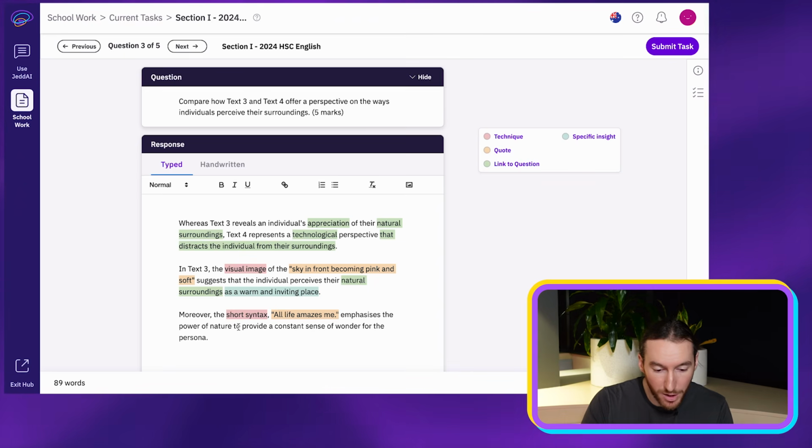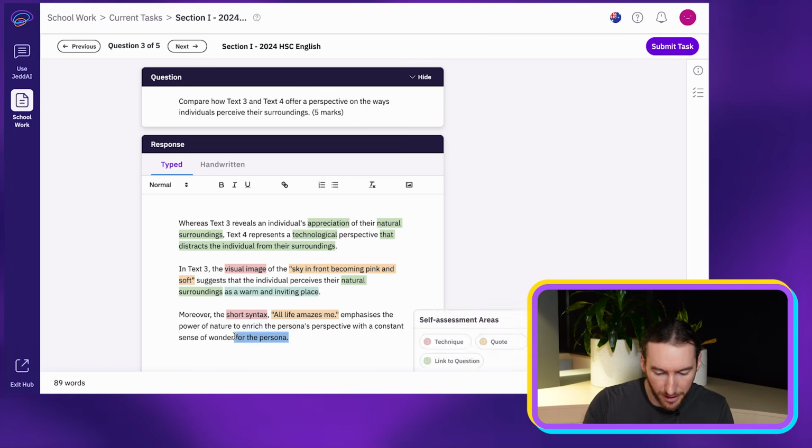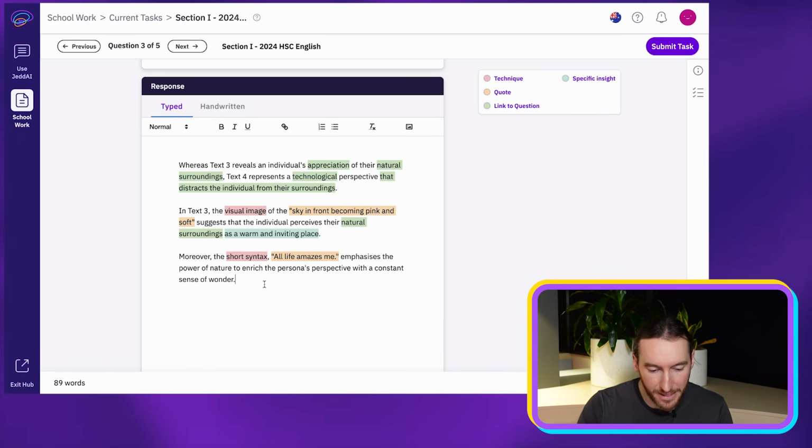Okay, so of nature to provide a constant sense of wonder for the persona. Great, so that's their perspective. Now, we could use the word perspective or surroundings. I don't think I've used any of those keywords explicitly, so we probably should. Emphasizes the power of nature to provide a constant sense of wonder for the persona. Why don't we say this, just to be a little bit more clear as an example: to shape the persona's perspective with a constant sense of wonder, to enrich the persona's perspective with a constant sense of wonder. There we go. Okay, so don't worry if you don't get it perfect on the day. Obviously, nothing has to be perfect. You just have to cover these main elements. But the power of nature to enrich the persona's perspective. Perfect. There's the link to the question, and clearly it's specific.